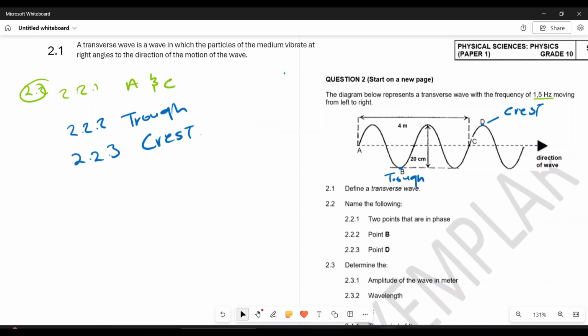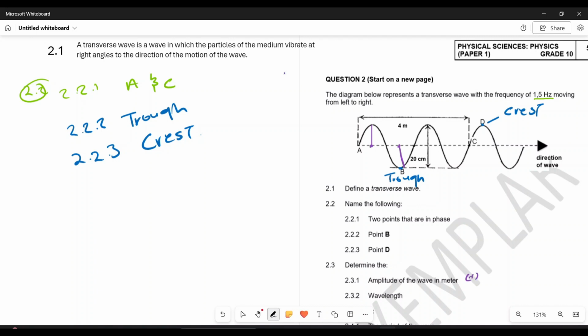Now, moving on to 2.3, we need to determine the following: the amplitude of the wave in meters. Now, what is the amplitude? The amplitude is the distance from your x-axis up until your highest point in the graph. This would represent your amplitude. The same applies to the distance from here to there. But remember, your amplitude should always be a positive value.